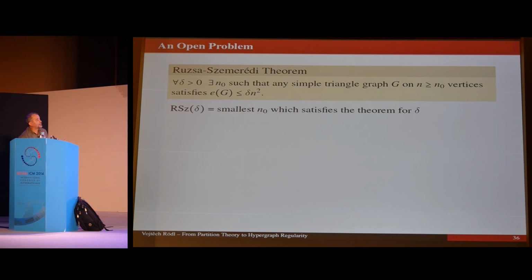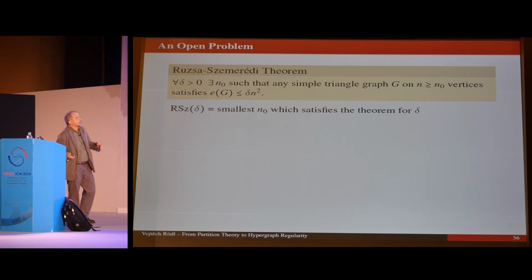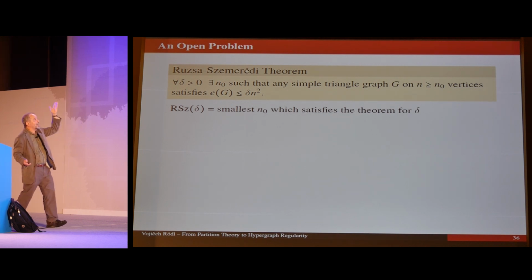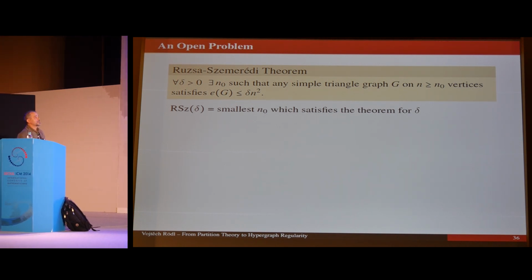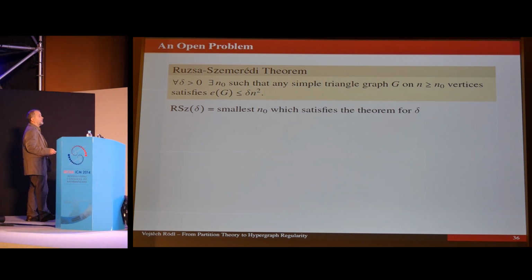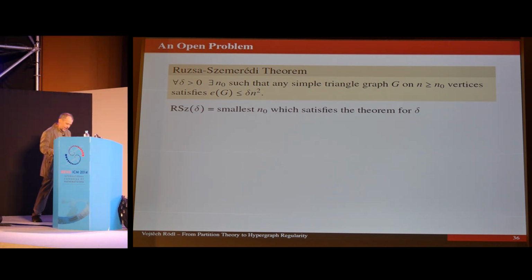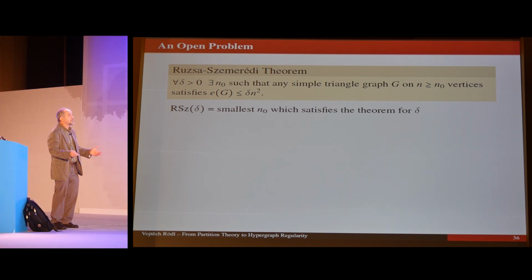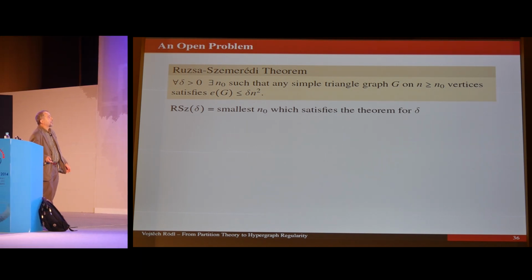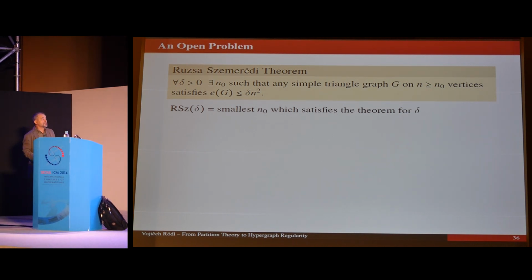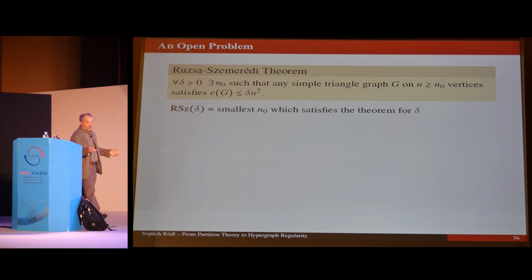So I will go back to it and say what it says. Recall, we already saw it many times. For every delta, there exists an n zero, so that any simple triangle graph, this is a simple object, where every edge is in precisely one triangle, a very particular object, doesn't contain many edges. And we could define the Ruzsa-Szemerédi number to be the smallest n zero which satisfies the theorem.